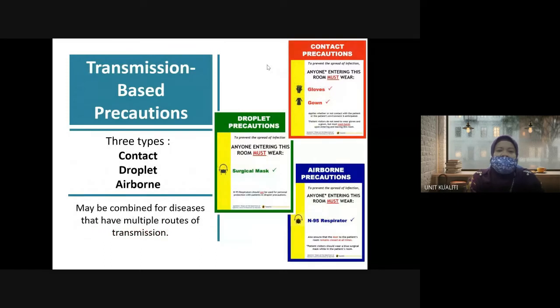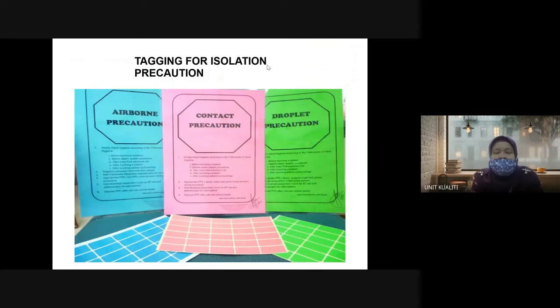There are three types of transmission-based precaution: contact, droplet, and airborne, but they may be combined for diseases that have multiple routes of transmission. Okay, this is tagging for isolation precaution. Airborne blue, contact pink, droplet precaution green.